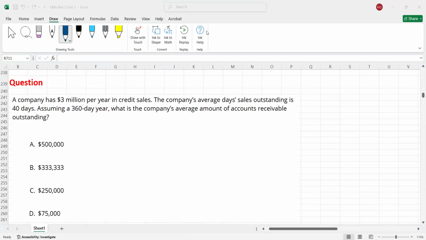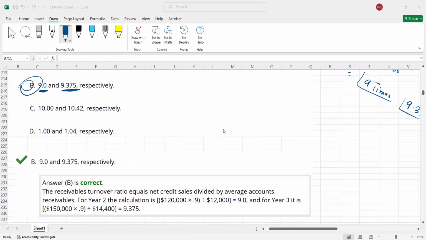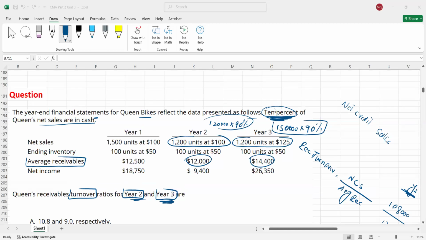Ibrahim is asking about 90%. What is 90%? He told you 90% is a credit sale, right? Because he told you here, if you look at it, 10% of the sales figure, whatever is given, 10% of the net sales are in cash. But in the ratio, we need credit sales. So that's why if 10% are in cash, then 90% should be on credit, right?